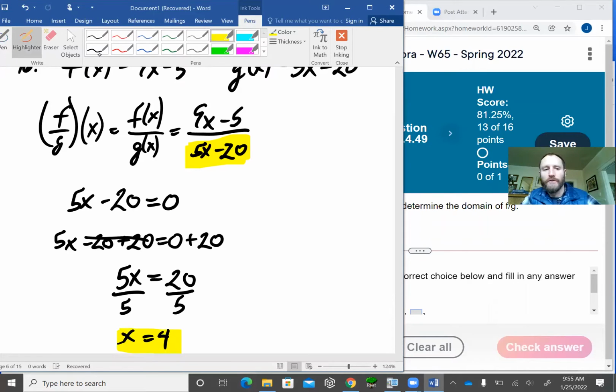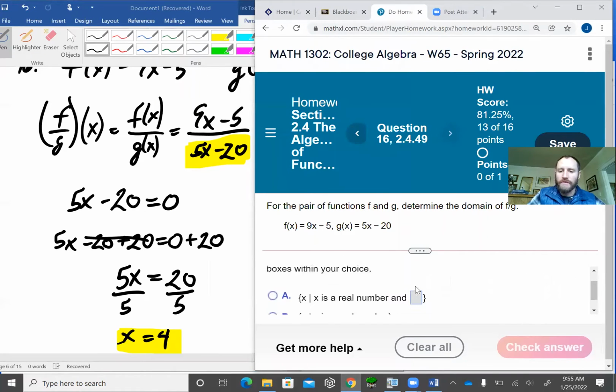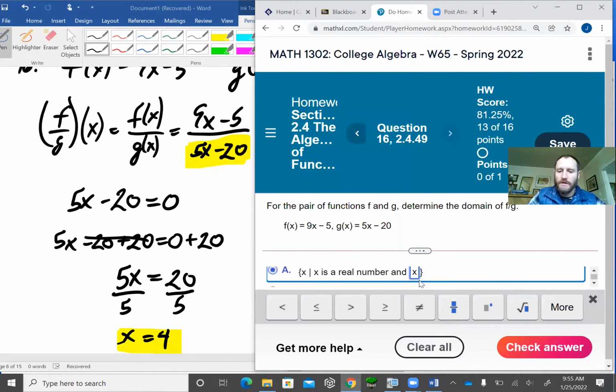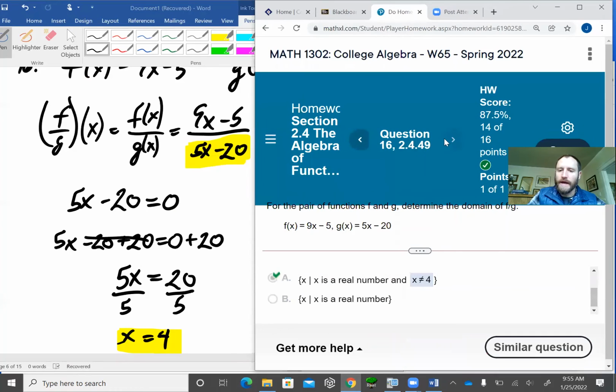So now I go over here. I say the domain is going to be all the x values except I can't have x equal to 4. So x is a real number and x is not equal to 4. Okay, and that is it. That's the 2.4 homework.